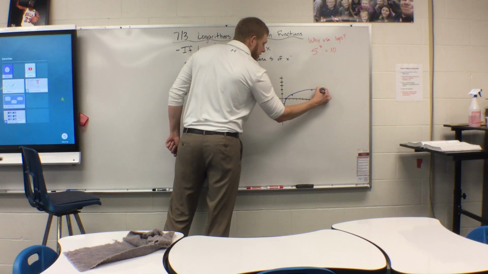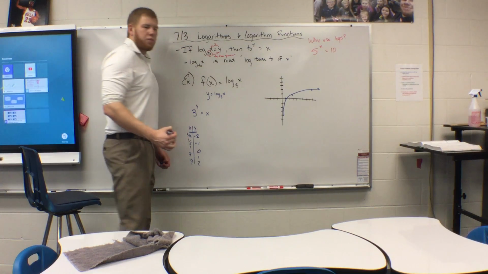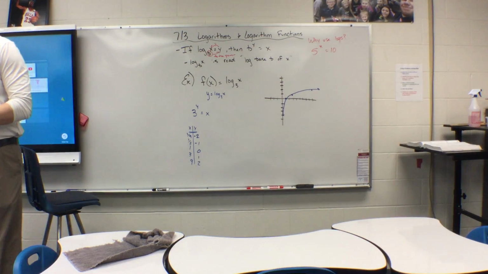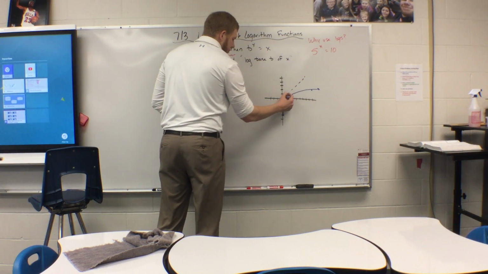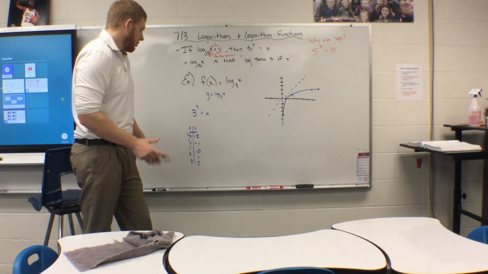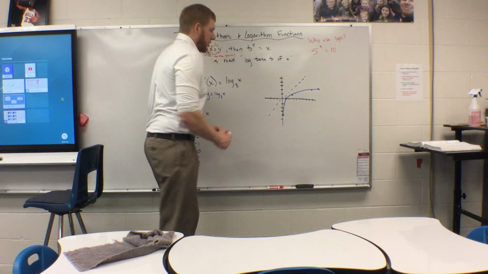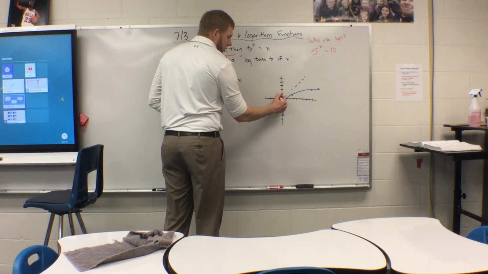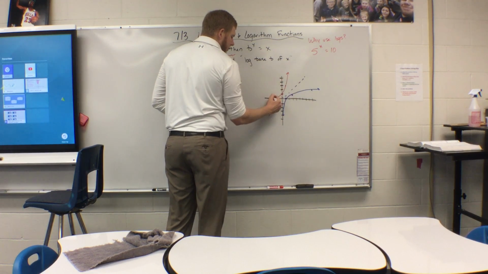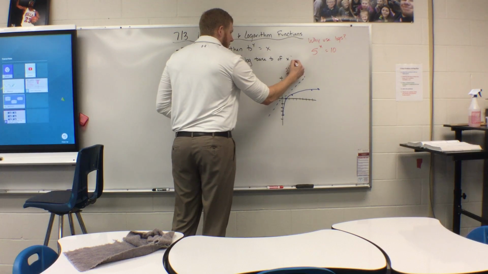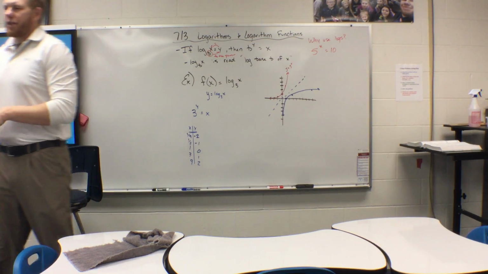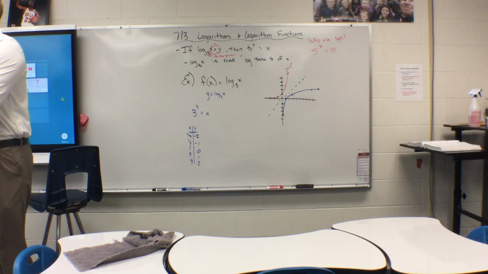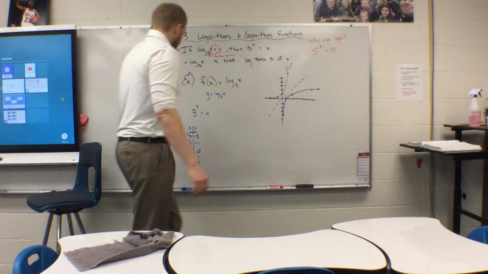So this looks similar to an exponential function, right? But it's the inverse, so it's flipped over the y equals x line. Like if we were to do y equals 3 to the x, it would look like that, so essentially this is just flipped over. So essentially that's what logarithms are, just the inverse of an exponential function.